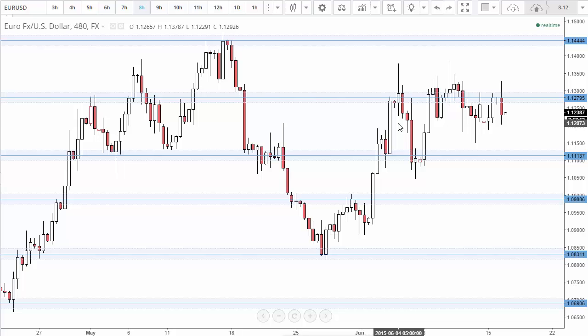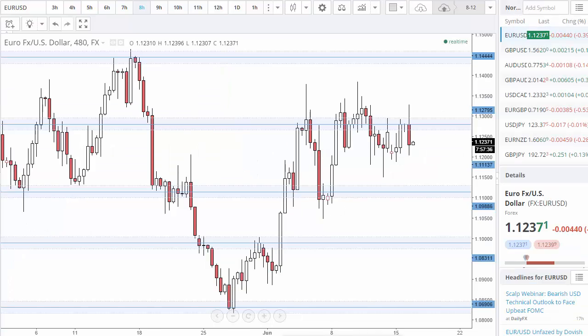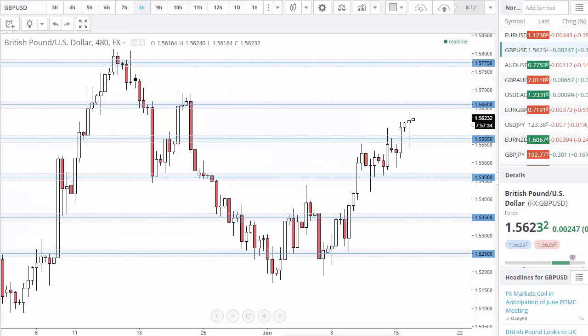So I won't be doing analysis today for the Euro, but I have done some written analysis for Euro USD below. If you are more brave than me and you want to trade Euro USD, then have a look below for my key levels. I'm going to skip straight to GBP USD because that's a nice pair to trade at the moment.